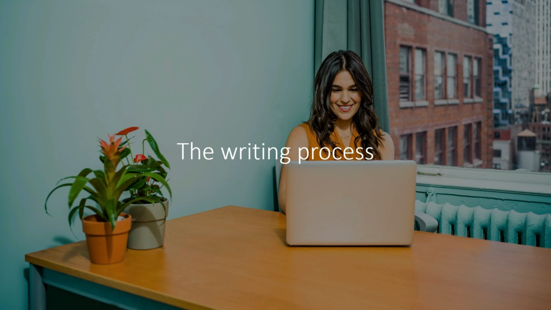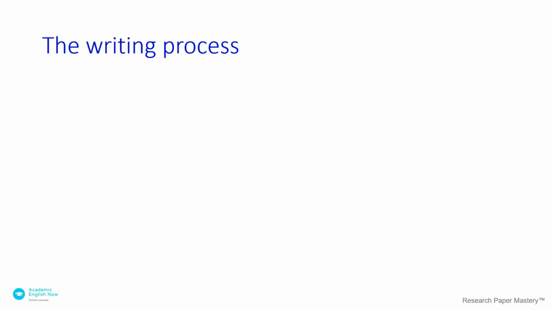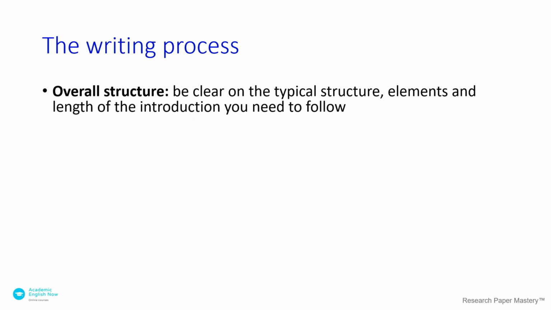Now, we've got the overall structure of the organization of the introduction, and you know how to maintain coherent flow in the introduction. So let's look at what the writing process will be like. The first thing is the overall structure. You want to be really clear on the typical structures, the elements, the length of the introduction that you need to follow. Because if you start building something without knowing what the end product and the structure should be, then everything will collapse, and all your work will just go to the bin, basically. So it's really important to put this initial structure in place, which is what we've done in this video, right?